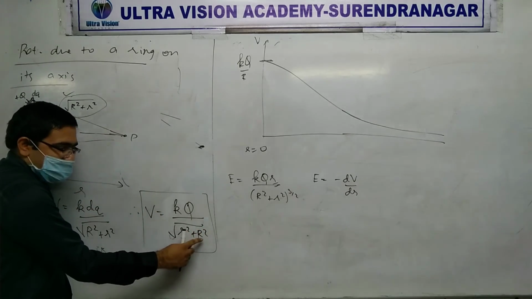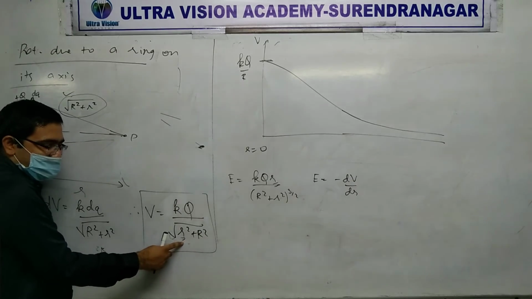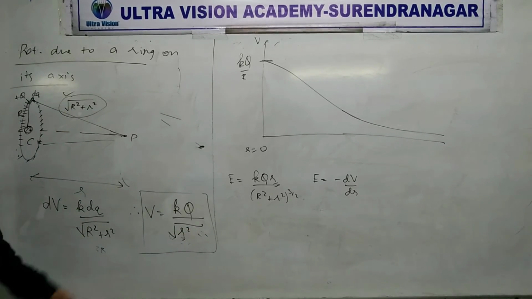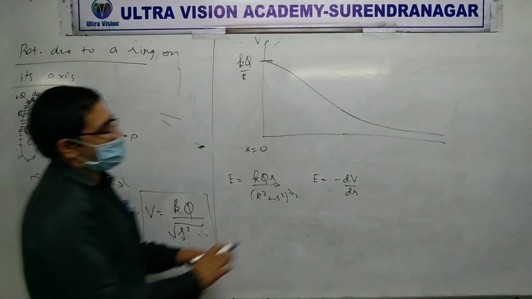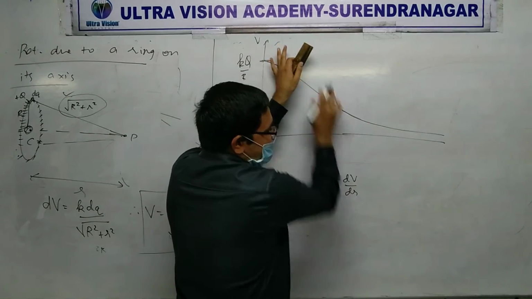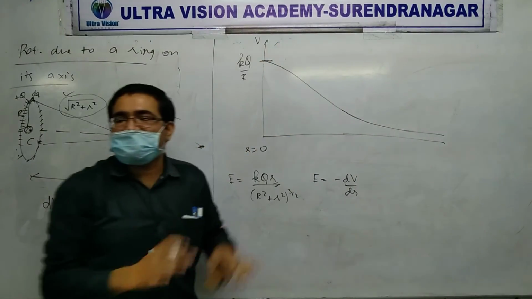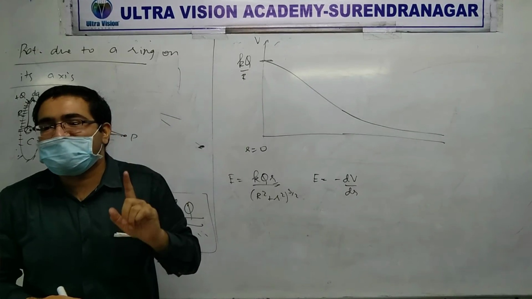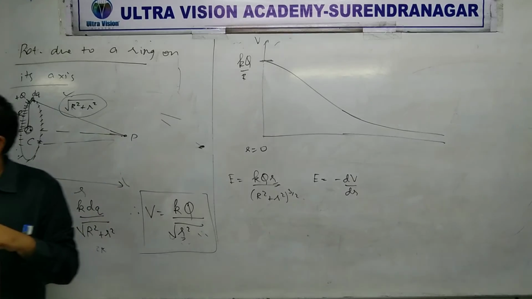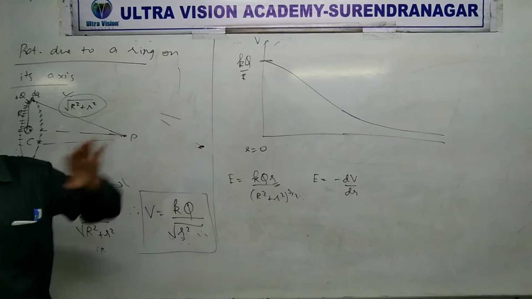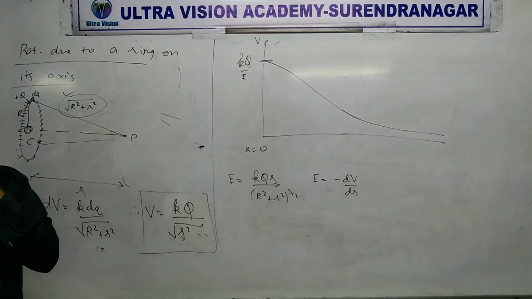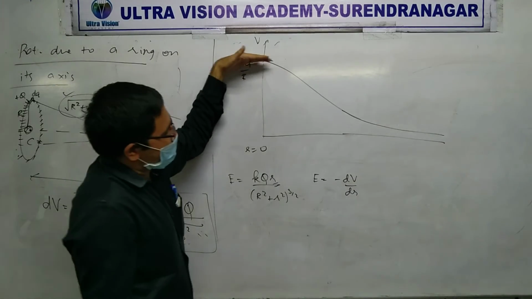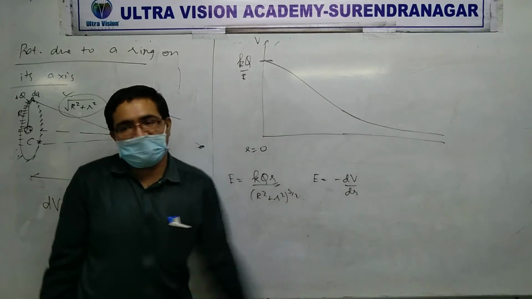But eventually, if you put bigger and bigger values of small r, capital R will become negligible, and it will look like kQ by r, like a point charge. But when r is small, it should not look like a point charge. So correct the graph you drew earlier and erase it. Initially it should start off a little horizontal and then slide down like this.